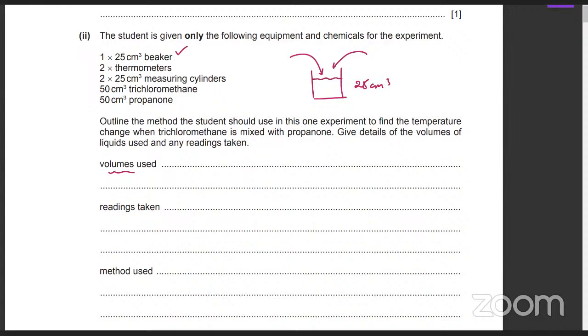So I've got a measuring cylinder. What I'm going to do is take 10 cm3 of propanone. I'm not going to fill it up, I could use 12.5 as well, but 10 cm3 is fine, I guess. So 10 cm3 of propanone and trichloromethane, so that should not exceed 25. Now, readings taken. There's only one reading that needs to be taken, and that's the temperature change. You're going to place the thermometer in the beaker, and you're going to measure the initial temperature.